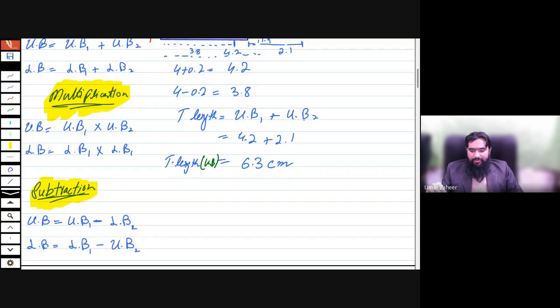Means if you are going to find the upper bound and the case is multiplication, you take the upper bound of the first quantity and the upper bound of the second quantity. Same as if you are finding the lower bound, you take the lower bound of the first quantity and the lower bound of the second one.